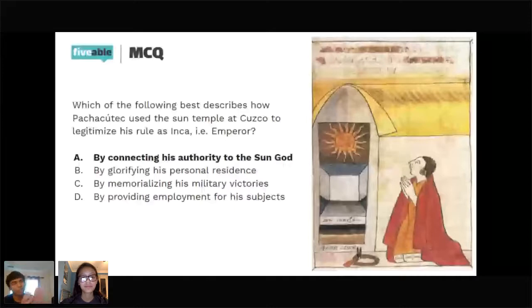So it's more about God than earthly riches. He's also not memorializing his military victories. Do you see evidence of bloodshed or weapons in the picture? I don't think so.